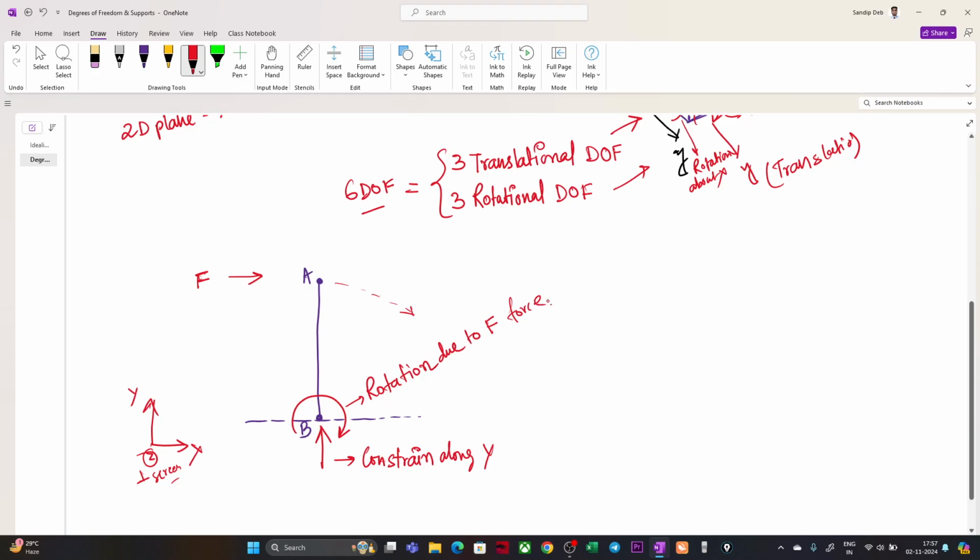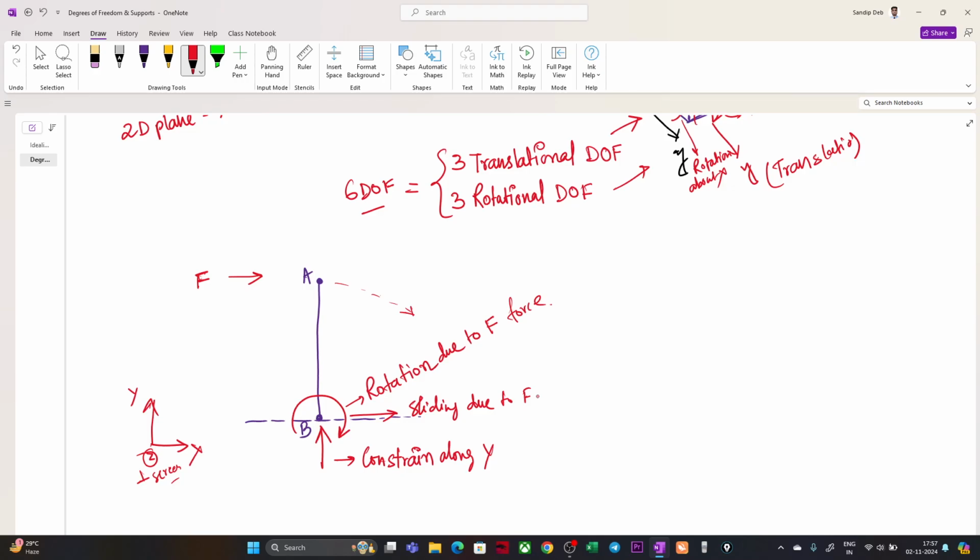Correct? And if you are pushing it with F, it will also try to move along this direction. So that means it is not a stable structure. It is not a stable element, because when you are giving a force on the structure, it is not able to stand still. So this is like sliding due to F. It will be rotating, it is sliding. So it is not stable. It will fall down, right?